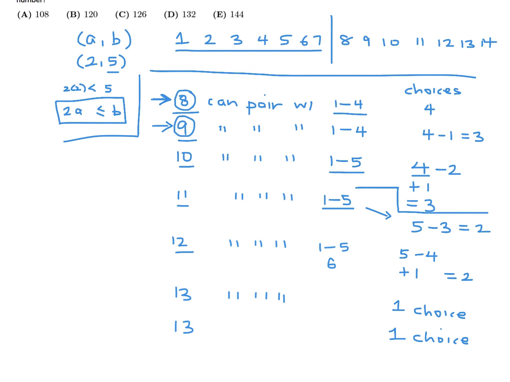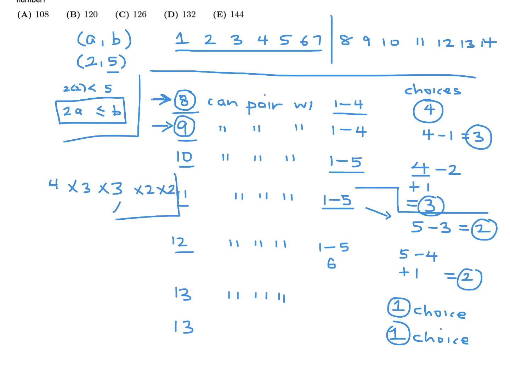So multiplying, we have 4 times 3 times 3 times 2 times 2 times 1 times 1. So 4 times 3 times 3 times 2 times 2. Well, the ones you don't really need, but you can put them in there if you want. And this all would be 144. So 144, which is choice C. There you go.